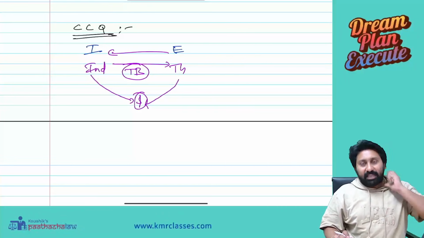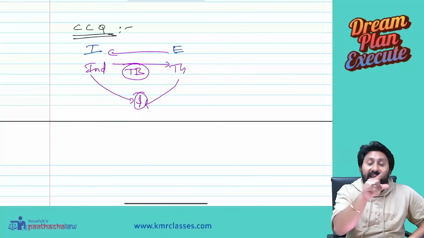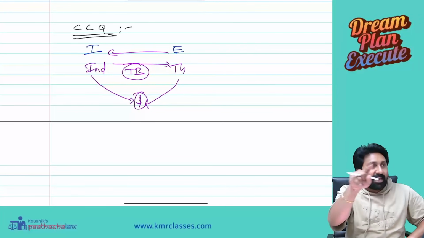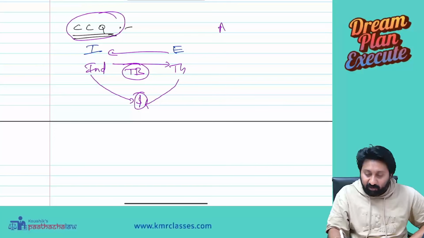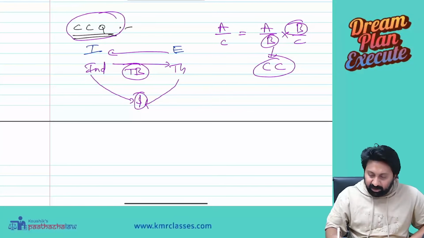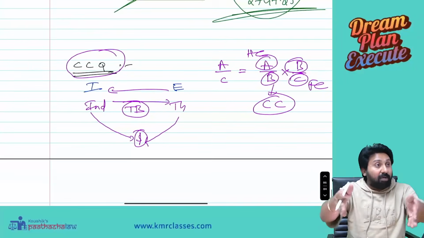Therefore, when two currencies are not quoted against each other, but both are quoted against a common currency, we create a cross-currency quotation using the formula A by C equals A by B into B by C, where B is the common currency. A is our home currency, C is the foreign currency, and B is the common currency.